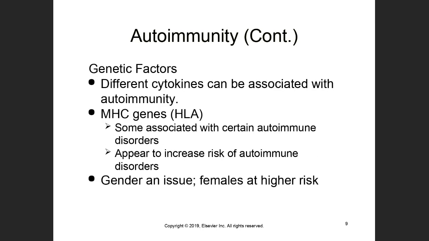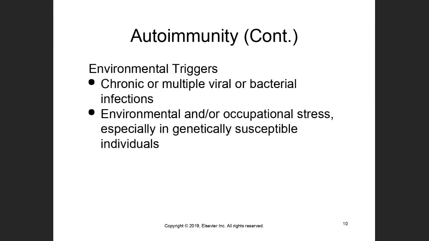Genetic factors: different cytokines can be associated with autoimmunity. MHC genes, HLA, some associated with certain autoimmune disorders, appear to increase the risk of autoimmune disorder. Gender: females are at higher risk. Environmental triggers: of course, when we are exposed to the environment, there are a lot of factors that contribute to producing an immune response in our body, okay? Like bacteria, viruses, fungi, parasites.